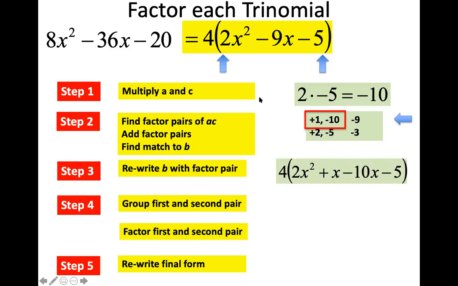Okay, so let's see. I'm going to leave my 4 here so I don't forget it. 2x squared, instead of writing minus 9x, I'm going to write plus 1x minus 10x, and then the minus 5.